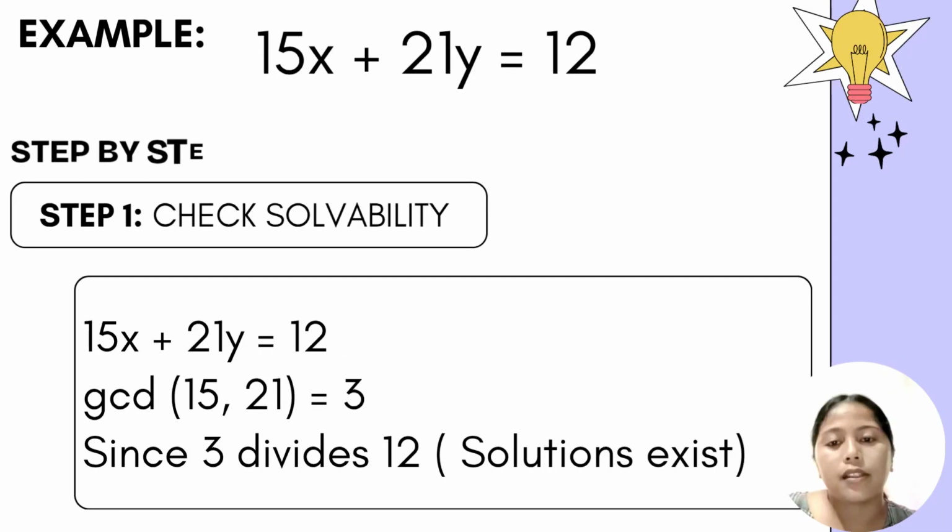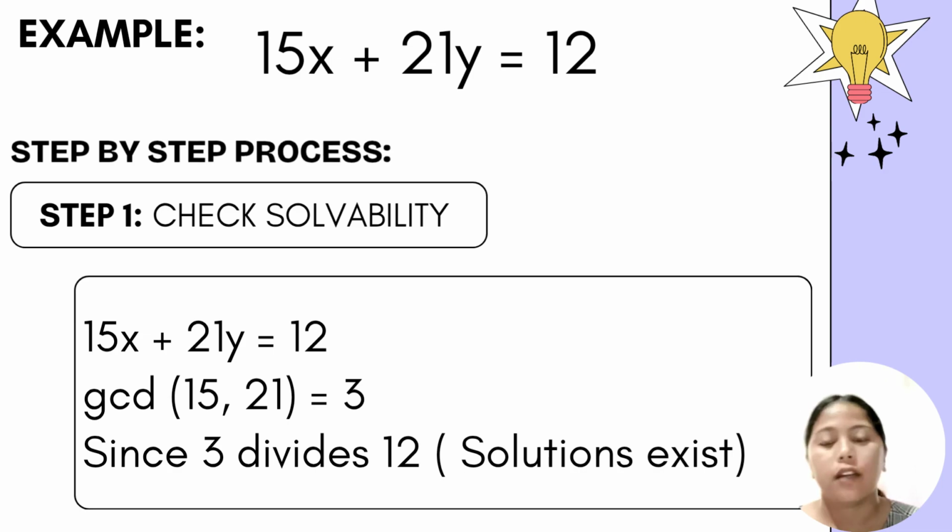Let's try with this equation: 15x plus 21y is equal to 12. So we can get our step-by-step process. First, step 1, check solvability. We need to calculate the GCD, where our a is 15 and our b is 21. So the GCD of this equation is 3. Since 3 divides 12, our solutions exist.